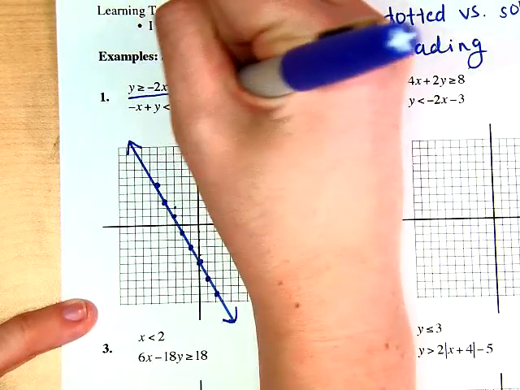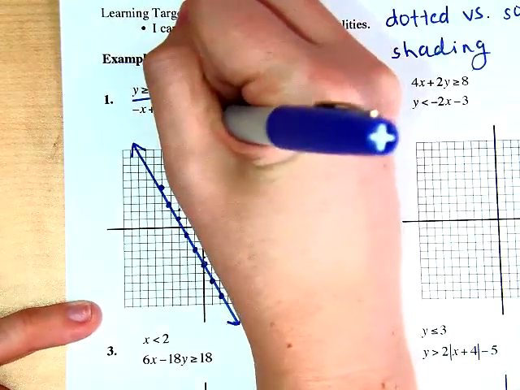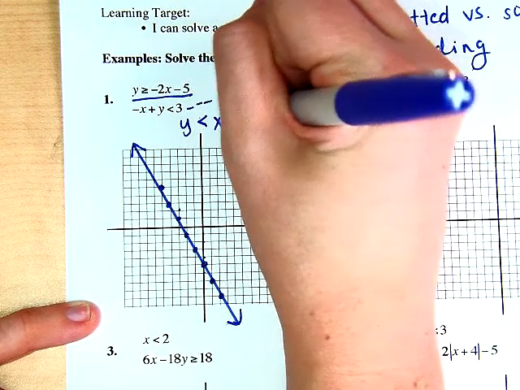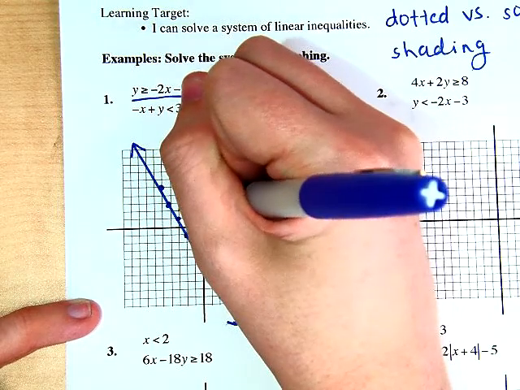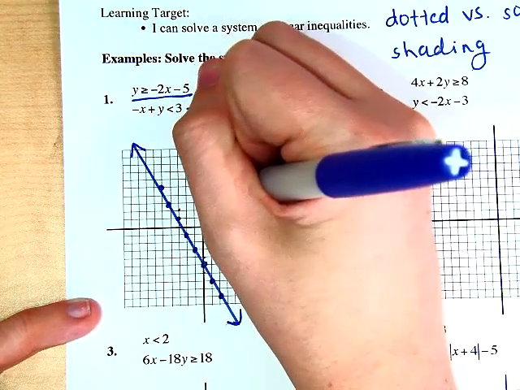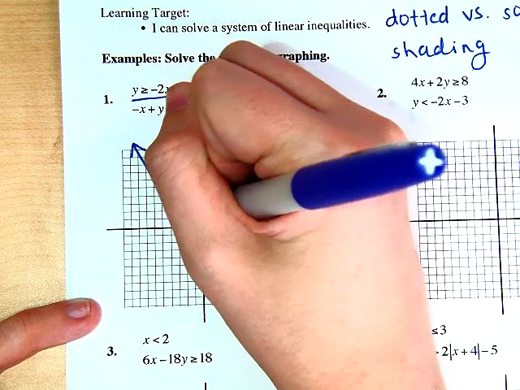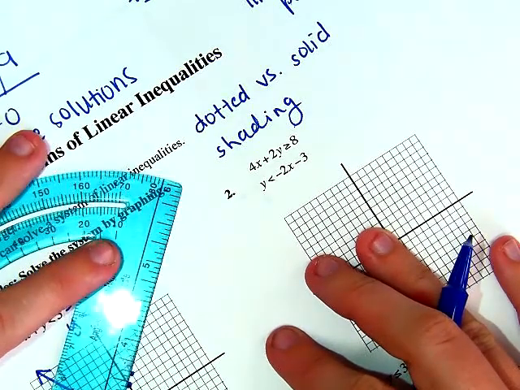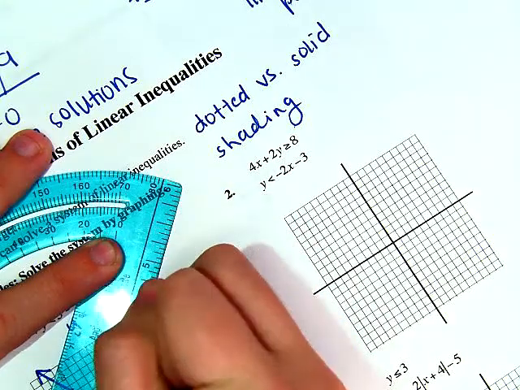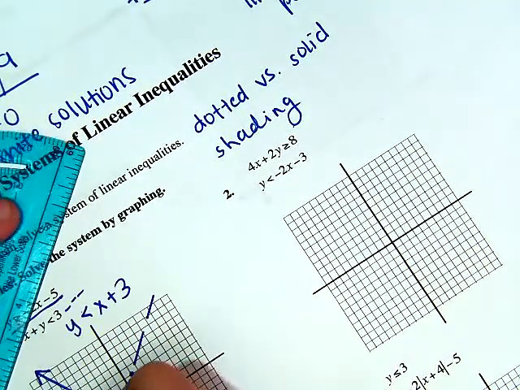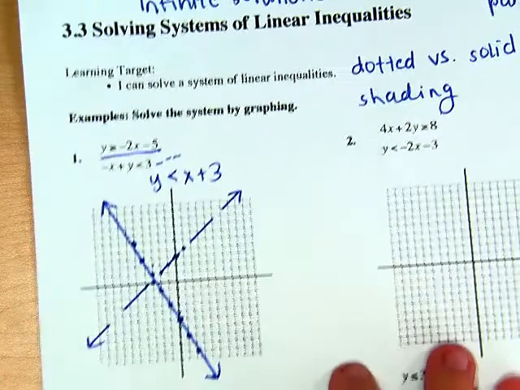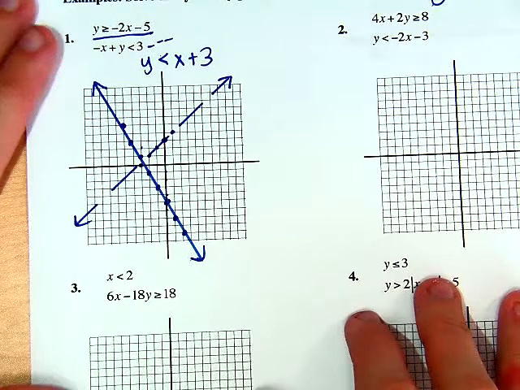This one is going to be a dashed line, and I need to solve for y, so I got y less than x plus 3. So I start at 1, 2, 3, and I go up 1 over 1, down 1 over 1, down 1 over 1, etc. And this one is the dotted line, so I'm going to dot this thing beautifully like that. And now I need to figure out where to shade.